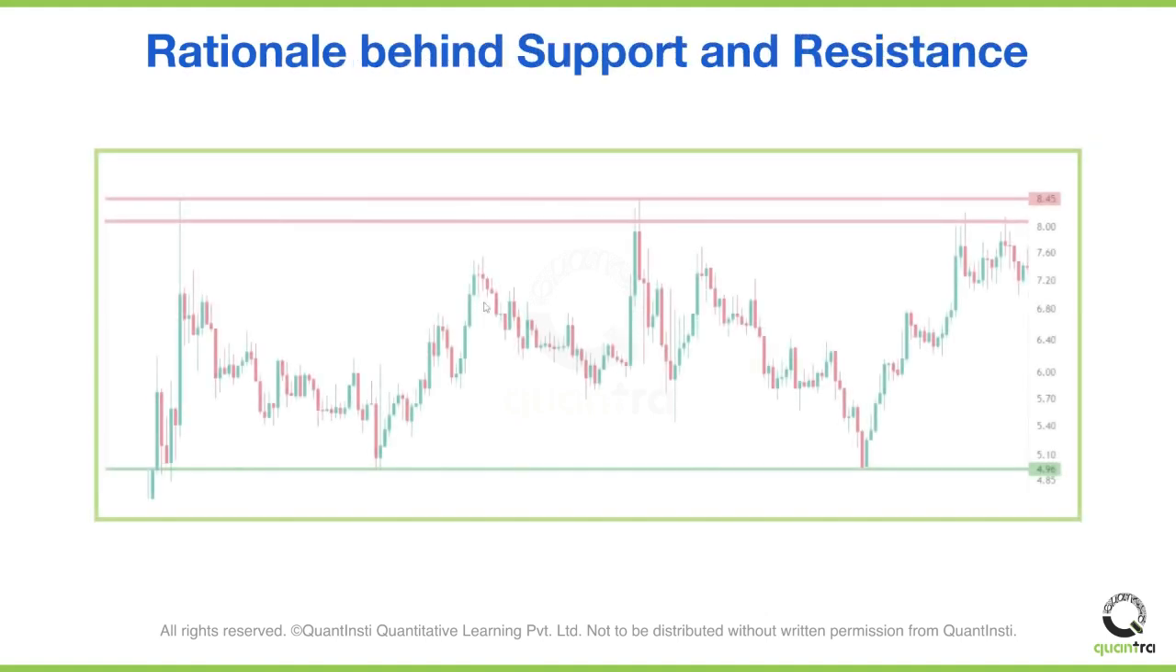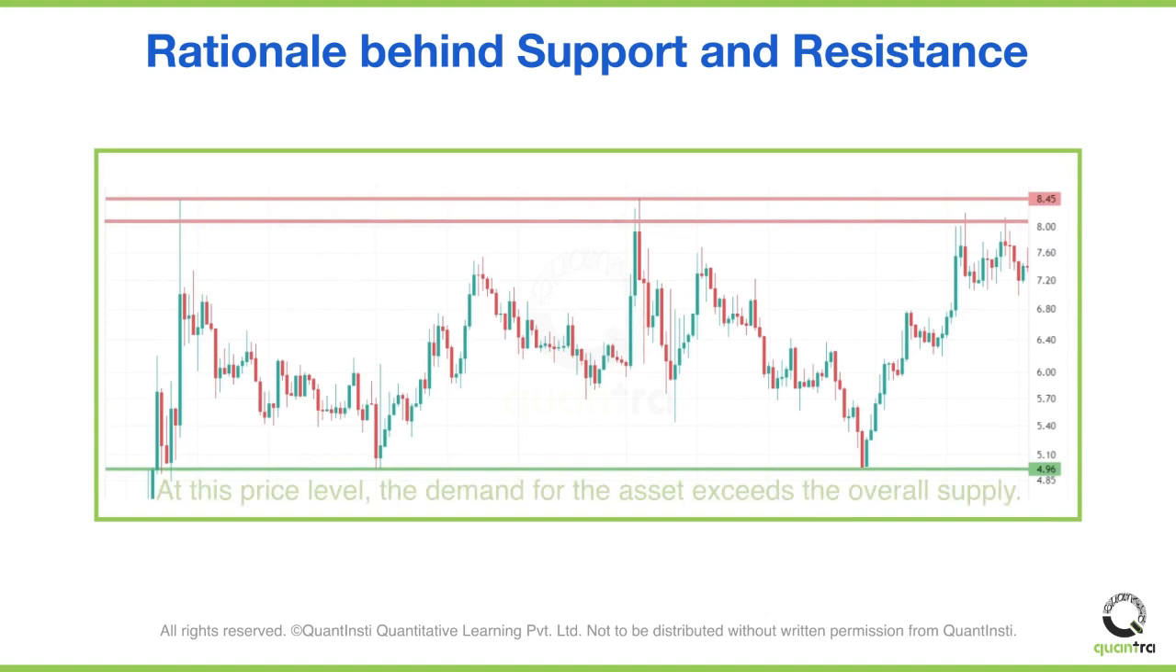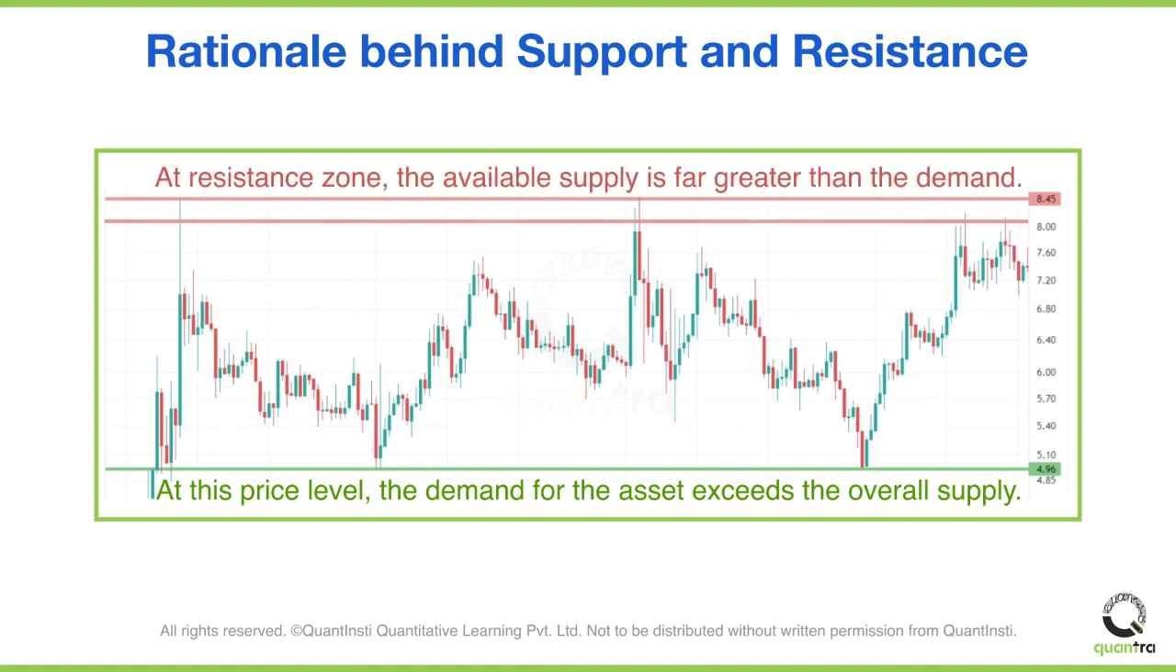Now that we know how to identify the support and resistance zones in price charts, let us look at the rationale behind the same. At a support zone, clearly, the demand for the asset is usually high and exceeds the overall supply pressure. This may arise due to various factors, such as the asset looking slightly undervalued and excessive presence of buyers, etc. Similarly, at a resistance zone, the available supply is far greater than the demand for the asset. Such immense selling pressure is the key factor that leads to sudden down moves from this level.